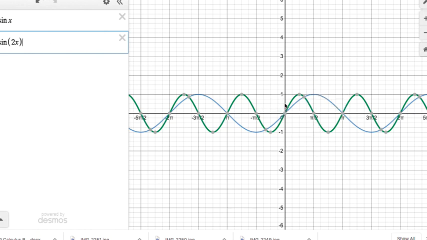But now, how long does it take to go through one cycle? We go through one cycle by the time we get to pi. Before, when we were on the blue graph, it took us till 2 pi to go through one cycle. So this new cycle has a period that's half as long. So it only took us pi instead of 2 pi to get through one cycle. The other way to think about it is that we can go through 2 cycles in the same length of time that we normally would have only gone through 1 cycle.